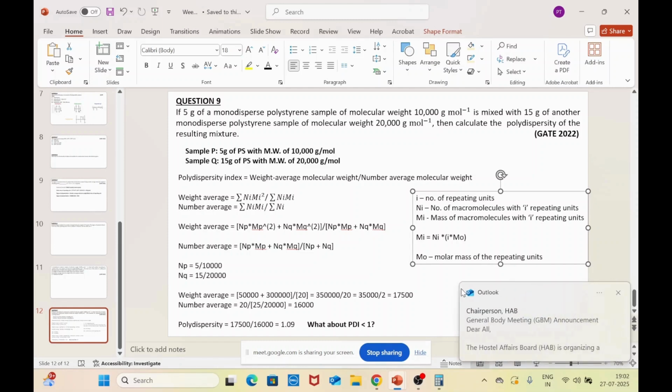So let's say I take a bulk system where there are 100 macromolecule chains. Out of these 100 chains, let's consider 10 of them have 20 repeating units in a structure. So repeating units basically determine the length, right? So 20 of them have 10 repeating units. So Ni is nothing but that 20.